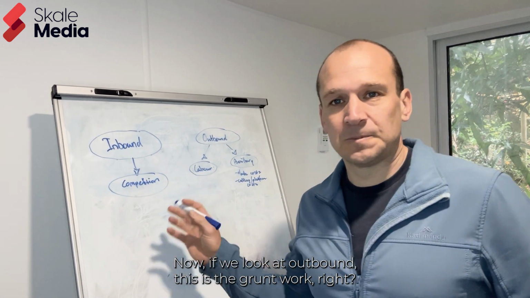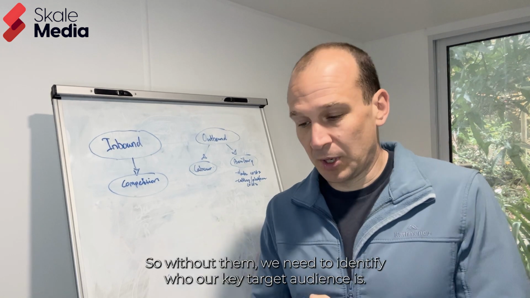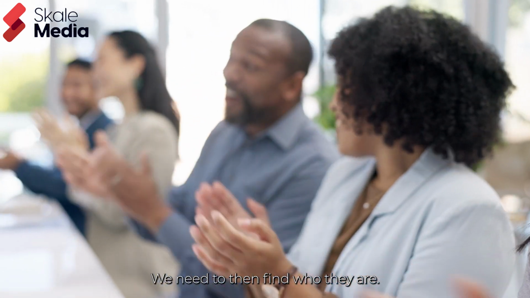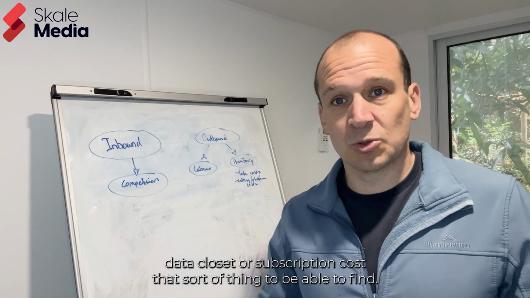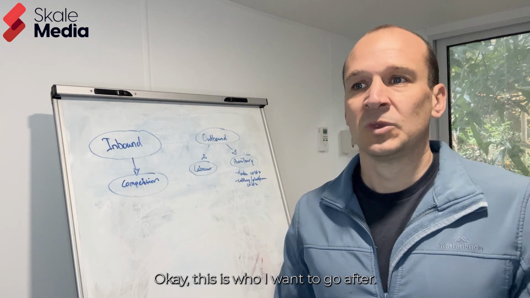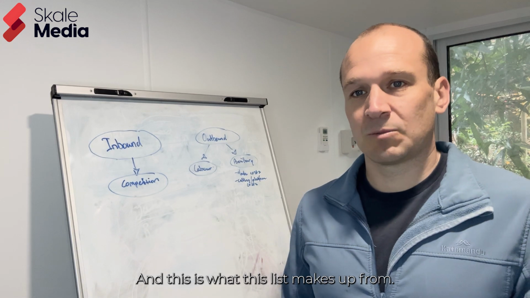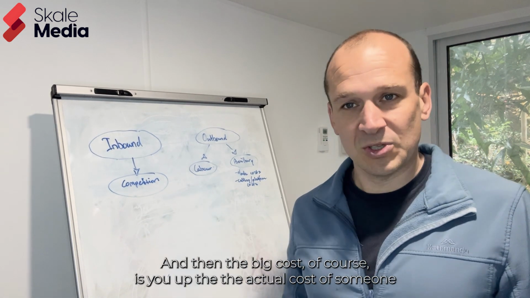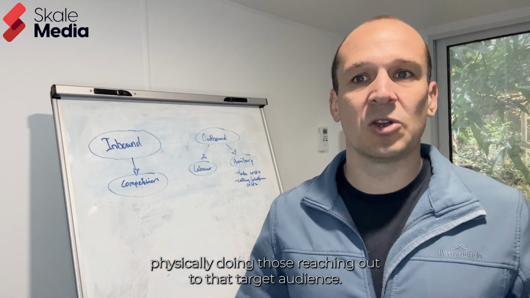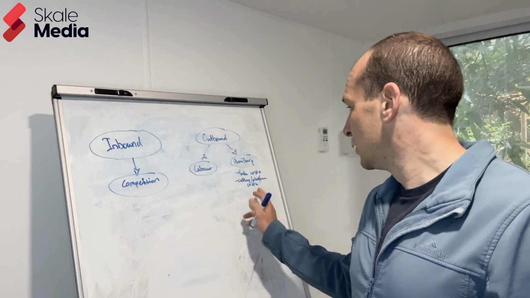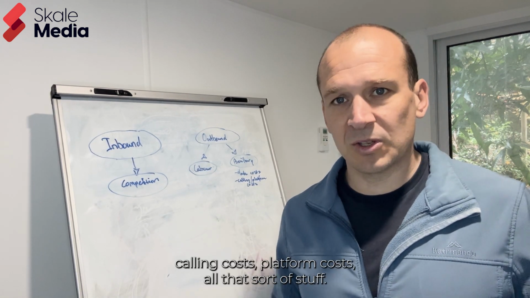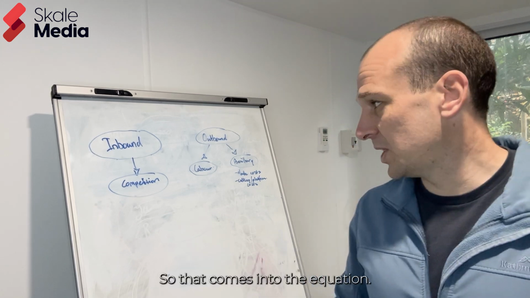Now, if we look at outbound, this is the grunt work, right? So with outbound, we need to identify who our key target audience is. We need to then find who they are. So that's either data costs or subscription costs, that sort of thing, to be able to find, okay, this is who I want to go after, and this is what this list makes up from. And then the big cost, of course, is your labor, the actual cost of someone physically doing those reach outs to that target audience. On top of that, you've got ancillary costs that might be calling costs, platform costs, all that sort of stuff. So that comes into the equation.